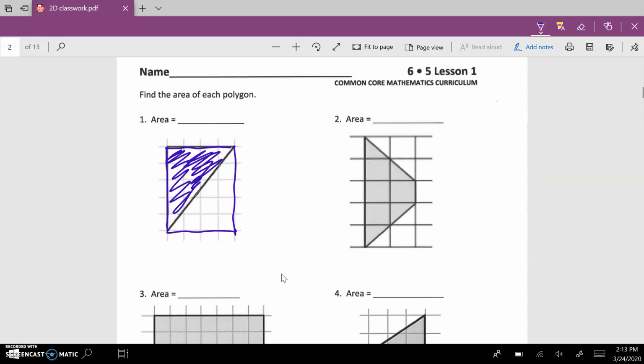So I'm going to count across 1, 2, 3, 4. It's 4 going across the top, and then 1, 2, 3, 4, 5 going down. So I'm going to find my total first, which is 5 times 4, which is 20. And then I have to divide it by 2, and that will give me 10. So my area would be 10 units squared.